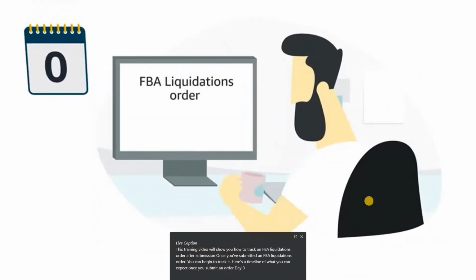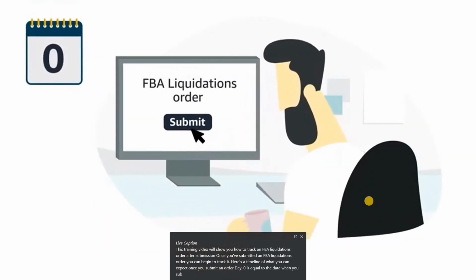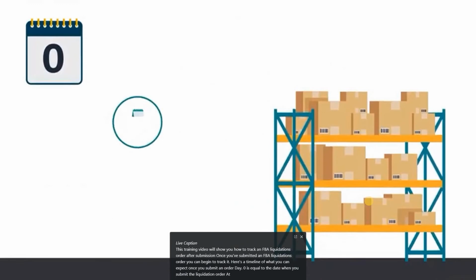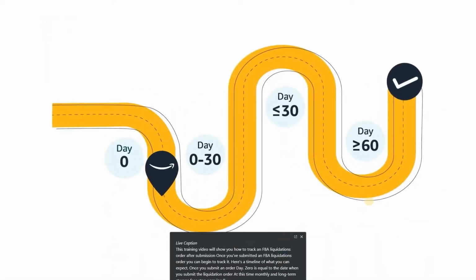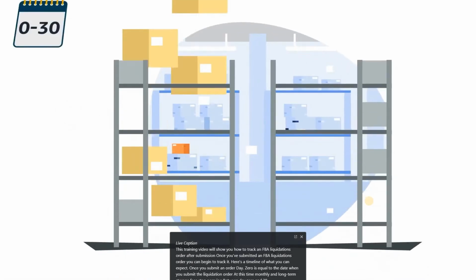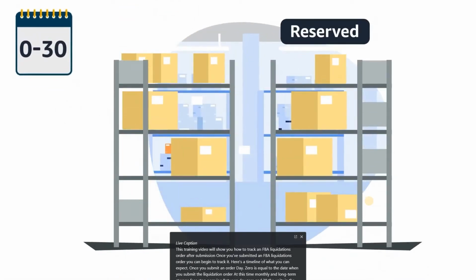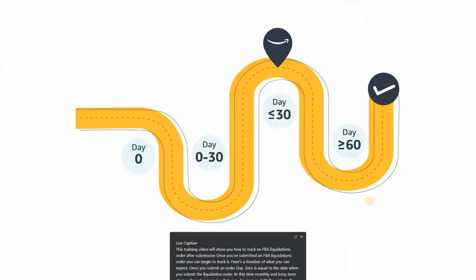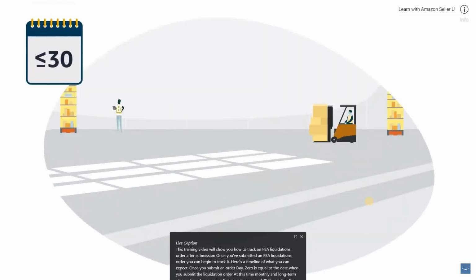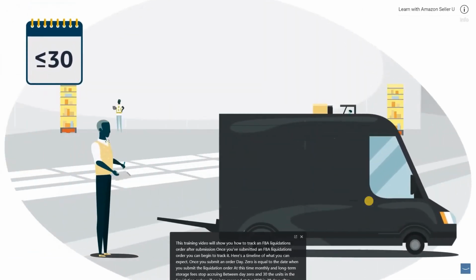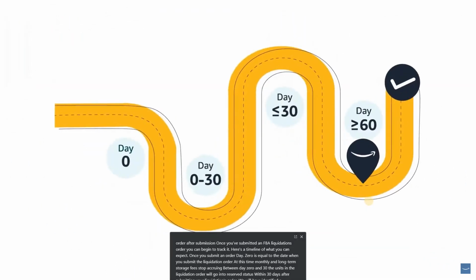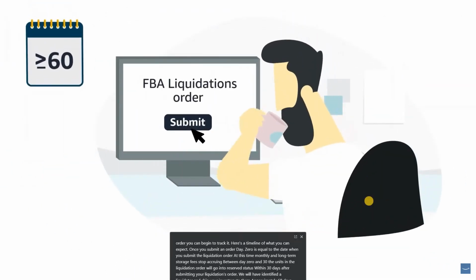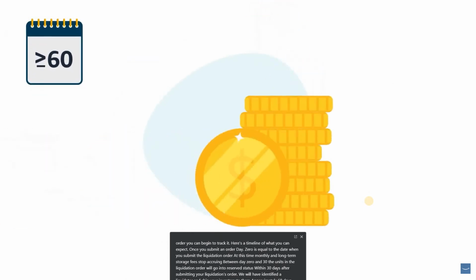Day 0 is equal to the date when you submit the liquidation order. At this time, monthly and long-term storage fees stop accruing. Between days 0 and 30, the units in the liquidation order will go into reserved status. Within 30 days after submitting your liquidations order, we will have identified a liquidator and shipped your inventory to them. Approximately 60 days after you submit a liquidation order, you will have received payment from the liquidator.